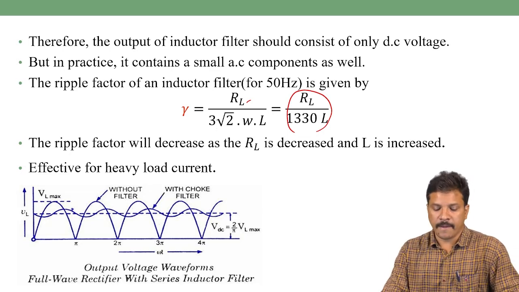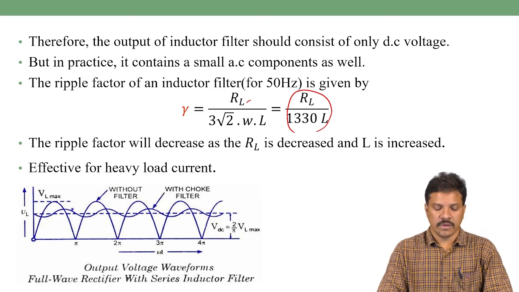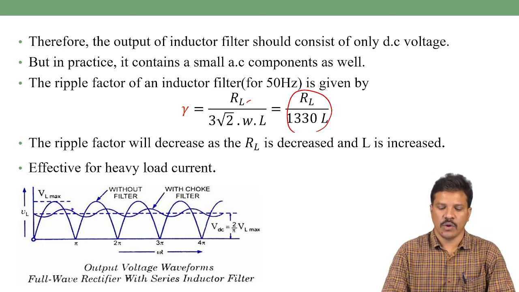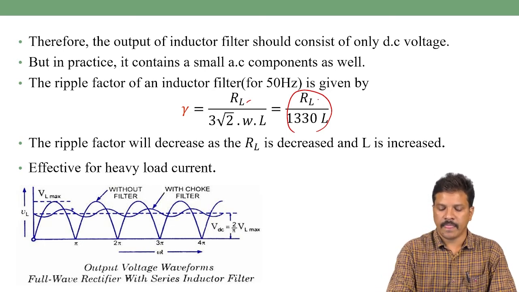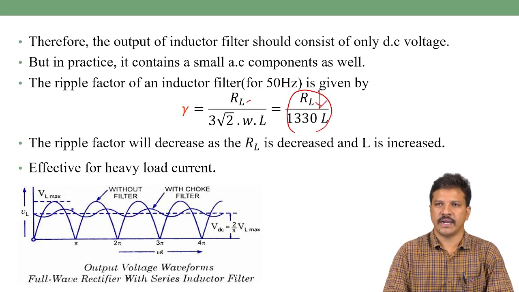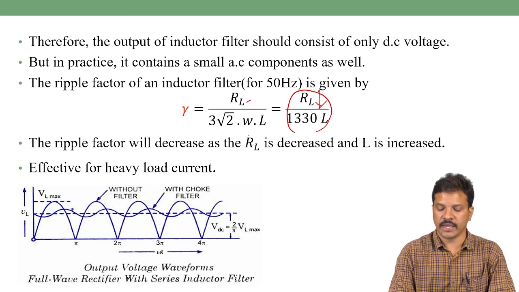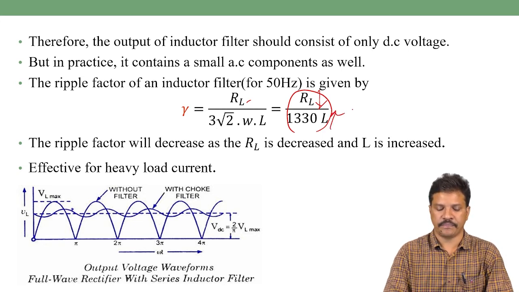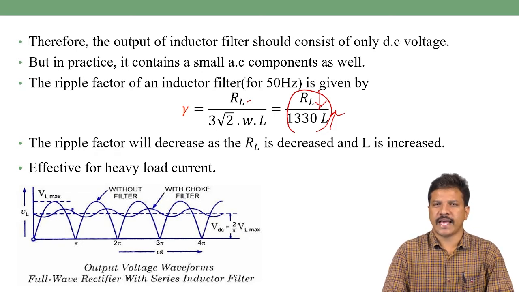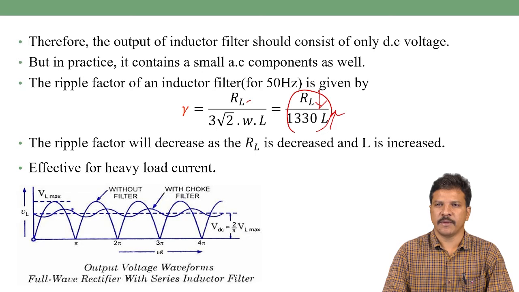When we see this diagram, the ripple factor will decrease as the load resistor is decreased, and the ripple factor will decrease as L is increased. So the ripple factor is directly proportional to the load resistor RL and inversely proportional to the inductance value.